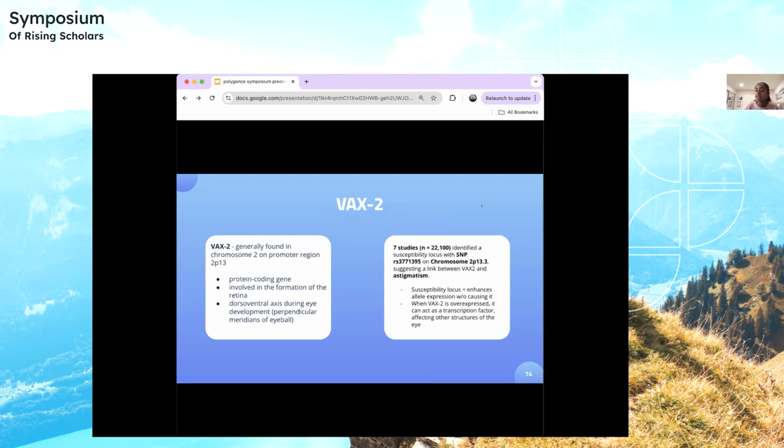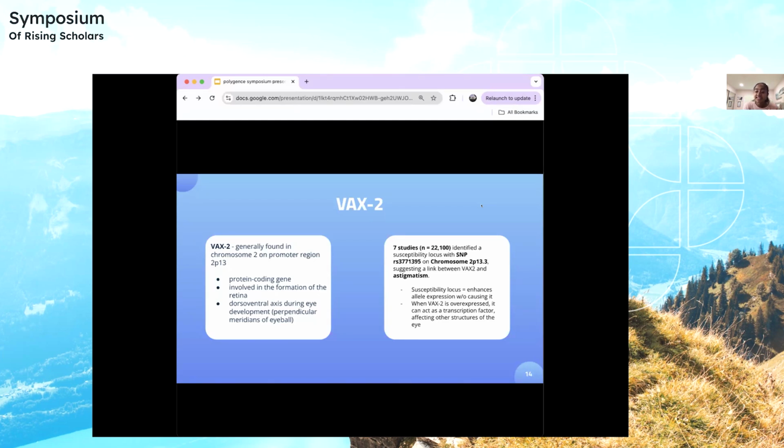And the last gene that I would like to talk about is VAX2, which is generally found in chromosome 2 in the promoter region 2p13. And VAX2's main function is a protein coding gene involved in the formation of the retina at birth. And another main function that it has is the development of the dorsal ventral axis during eye development, which, if you look at an eyeball, is the perpendicular meridians of the eyeball.